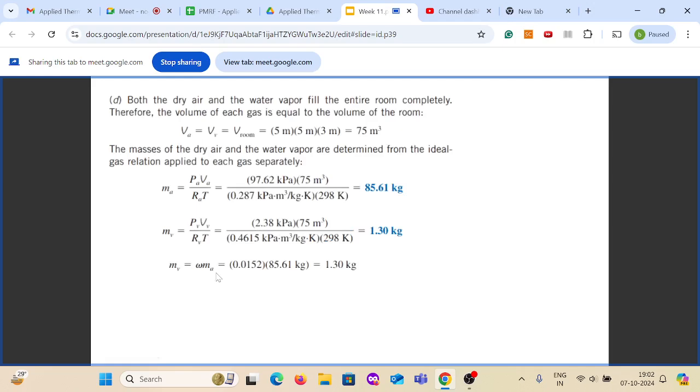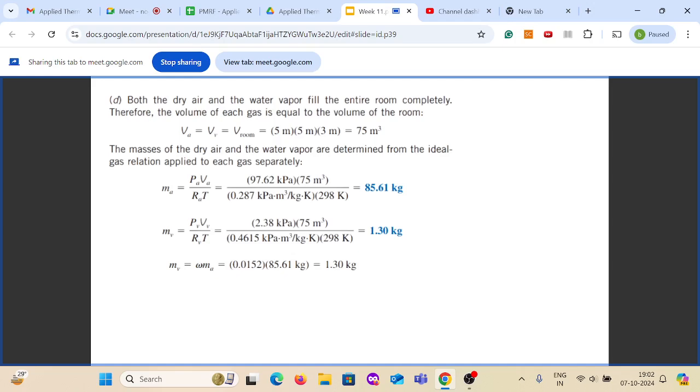So next, both the dry air and the water vapor fill the entire room completely. Therefore, the volume of each gas is equal to the volume of the room, which is 75 meter cube. So the mass of the dry air and the water vapor are determined from the ideal gas relation applied to each gas separately. So mass of air is PV by RT for air, so PAVA by RAT.